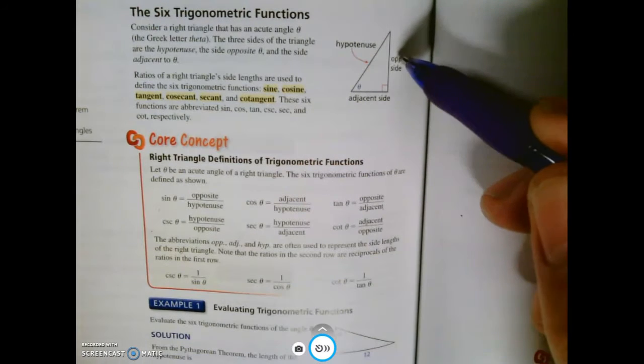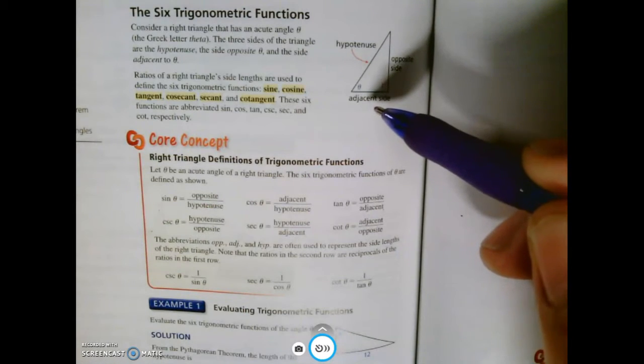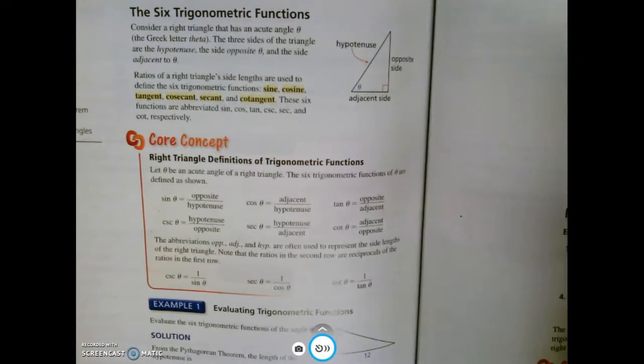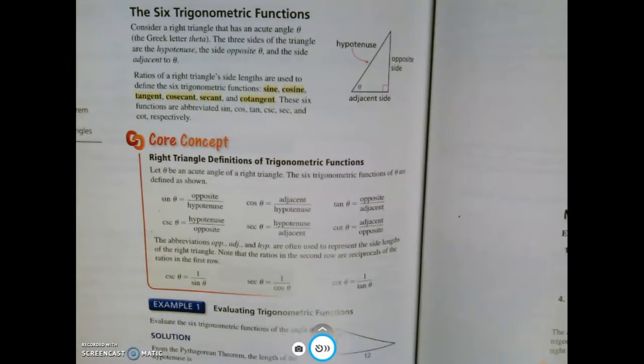So what is opposite side and adjacent side and all that? From this angle, the side across from it is the opposite. The one touching the angle is the adjacent. And in a right triangle, the longest side is the hypotenuse. So you have to make sure you identify all those three parts. And sometimes your triangle's facing a different way, so we have to take a look at that.